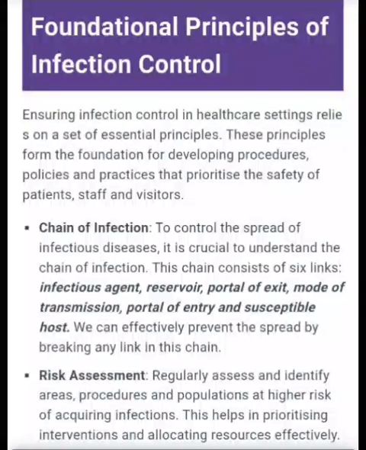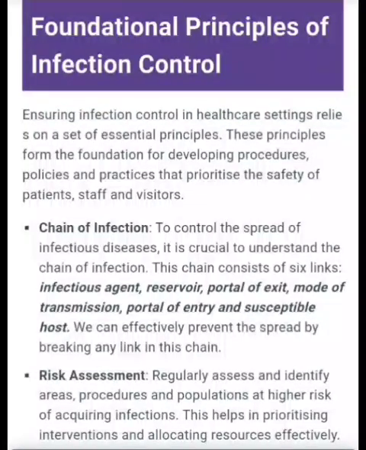1. Chain of infection. To control the spread of infectious diseases, it is crucial to understand the chain of infection. This chain consists of 6 links: infectious agent, reservoir, portal of exit, mode of transmission, portal of entry, and susceptible hosts. We can effectively prevent the spread by breaking any link in this chain. That is, all the agents that link the chain or that help in spreading infectious diseases should be broken to avoid the spread of infectious diseases.